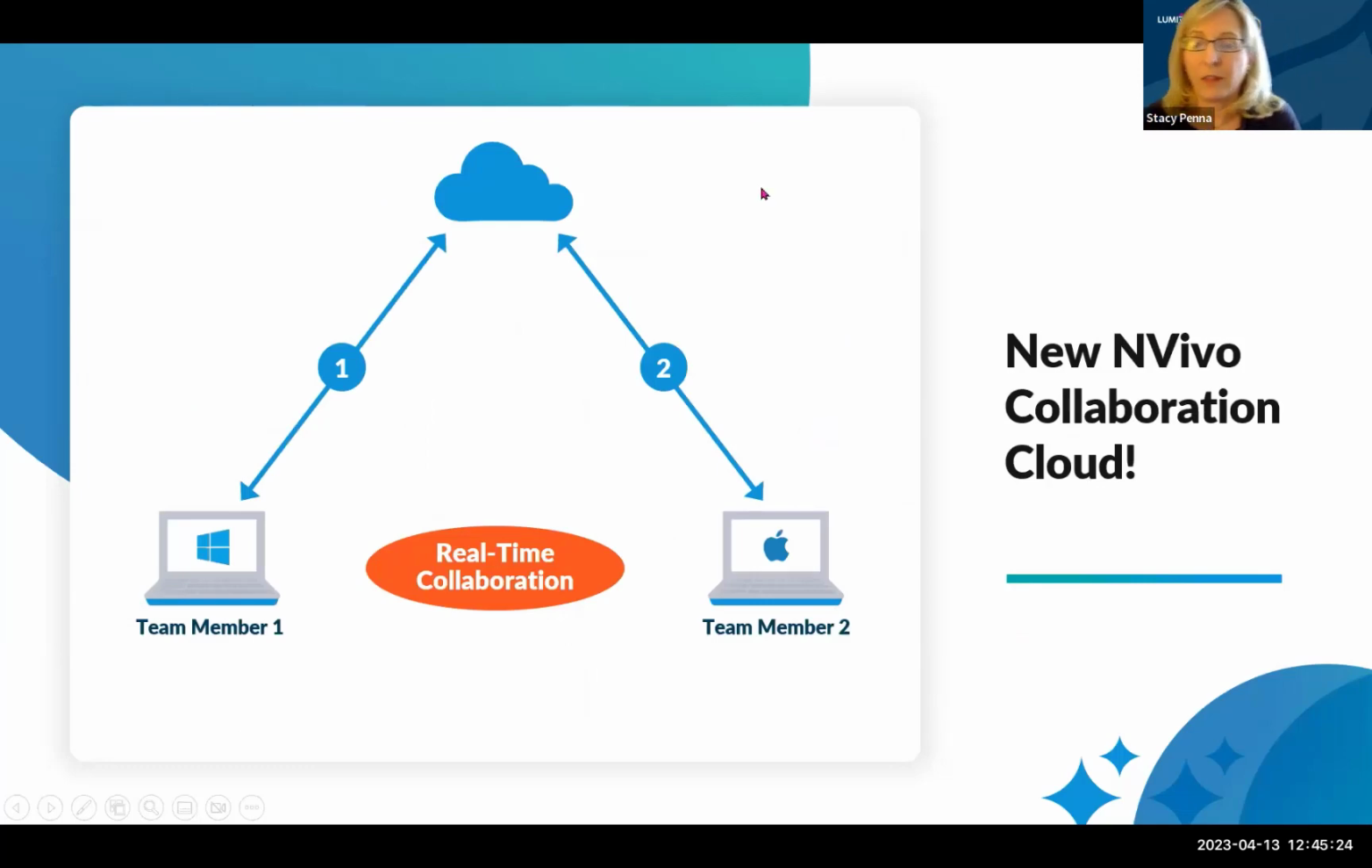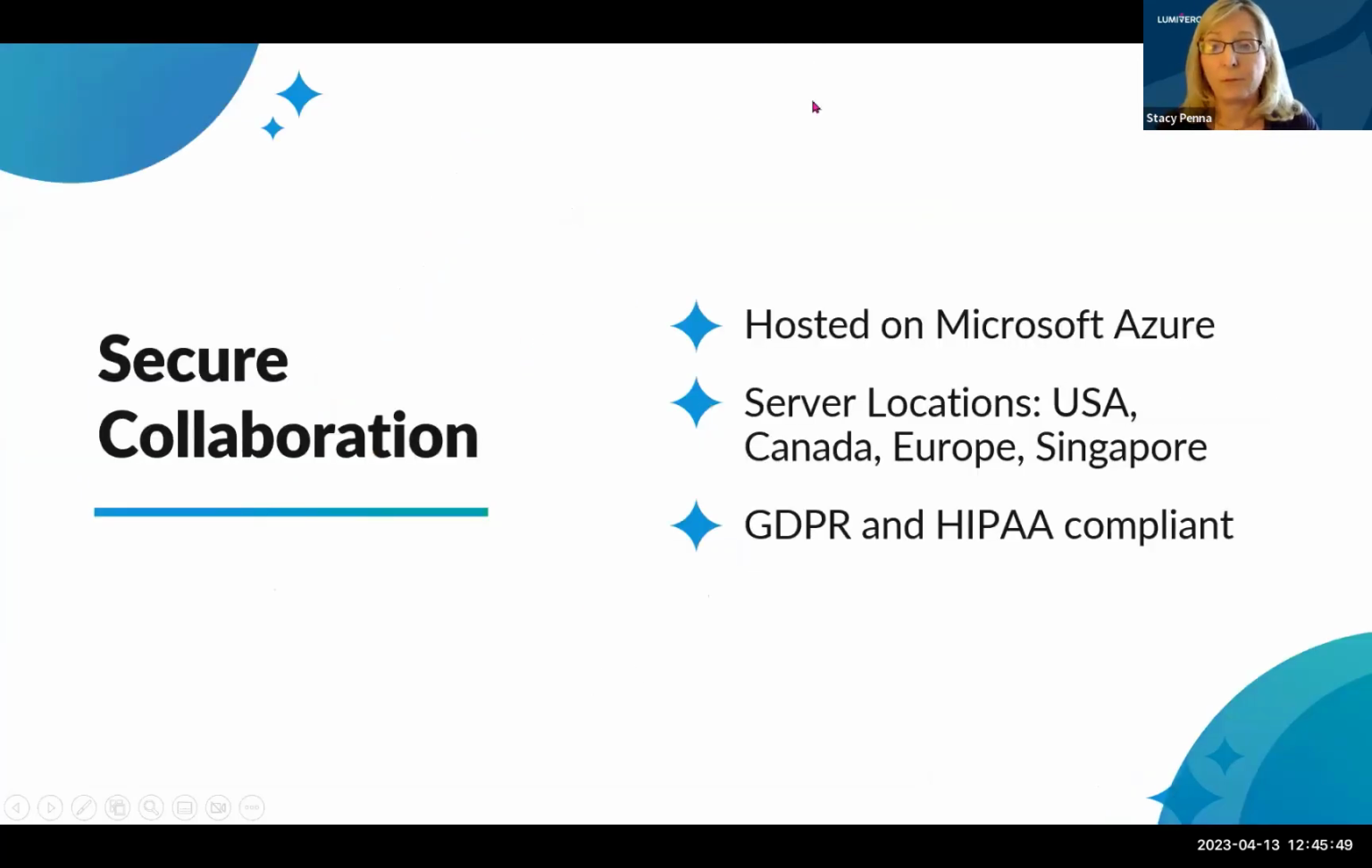But we wanted to point out that part of what's new with NVivo 14, when you have NVivo Collaboration Cloud 2, is this new way of collaborating. Now it's really easy. A team member uploads a project to the cloud, and your other team members can access it in real time. It's also secure, on Microsoft Azure. The server locations are in multiple places around the world, and it's GDPR and HIPAA compliant.